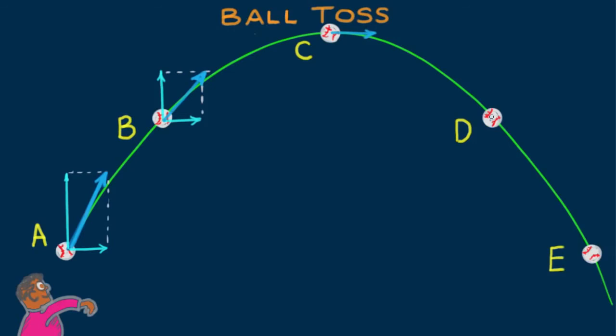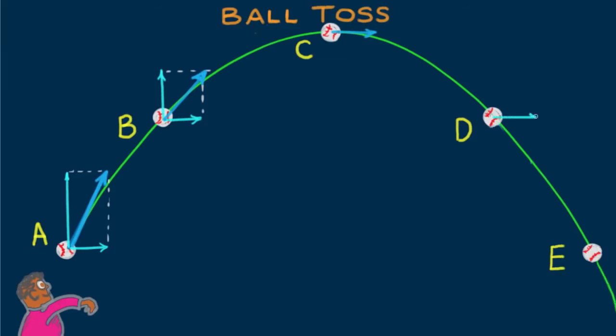At position D, we have much the situation as in B. Same size horizontal component, but with the vertical component directed downward. So the resultant of these components gives the velocity vector at D. Note it's sort of an upside-down image of the situation at position B. And finally, much the same at position E.